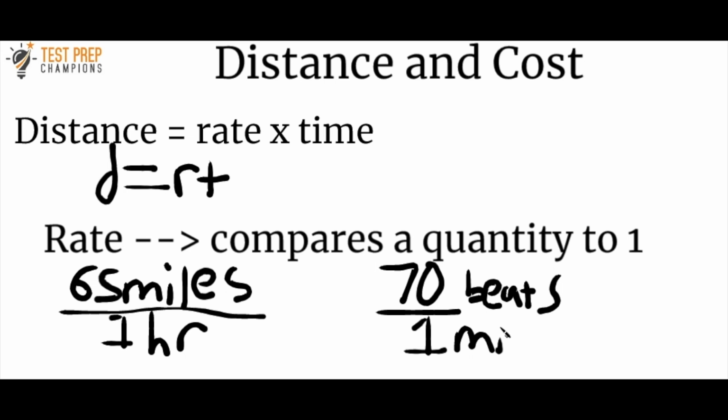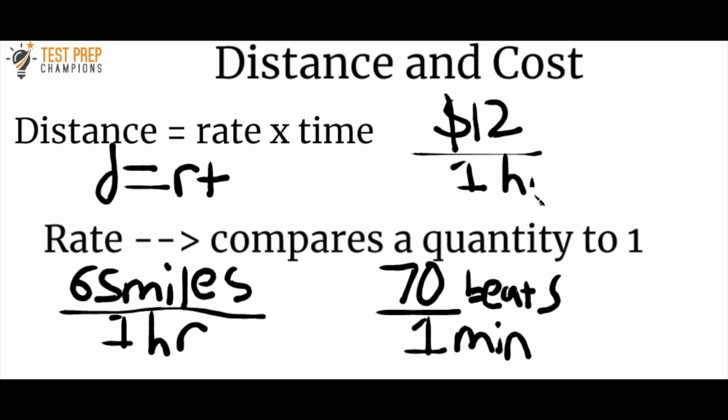That's heart rate. Now let's say, for example, that you have a job, or let's say someone you know has a job and they're making $12 per hour. So what is their rate of pay? So the rate of pay would be $12. So here your quantity is the $12, and then we've got per 1 hour. So again, that's all a rate is. You're just comparing a quantity to 1. So these are a couple examples of rates just to help you understand what we mean by rate.